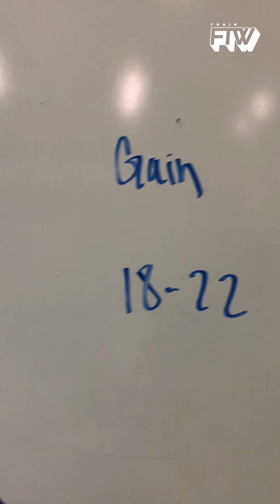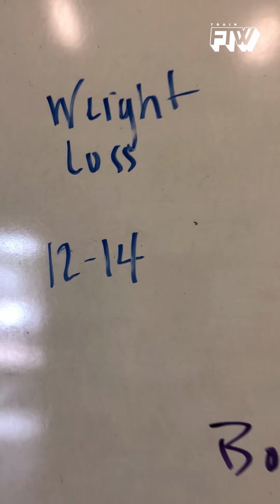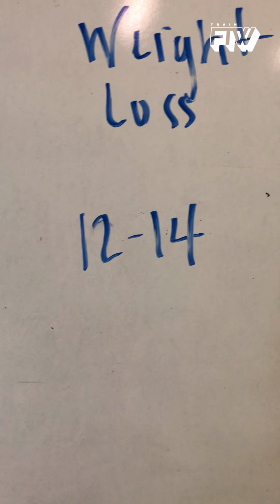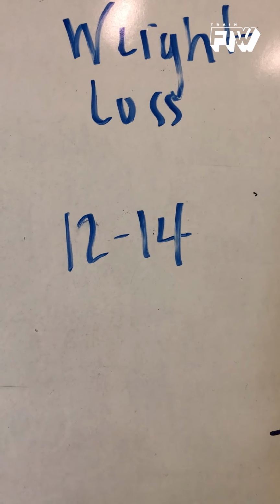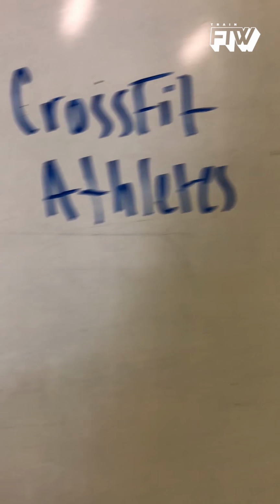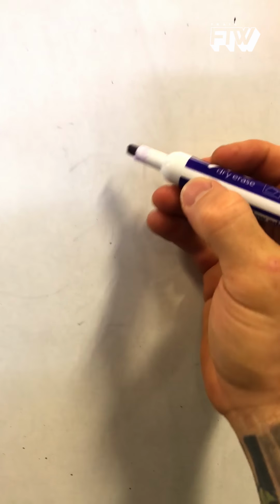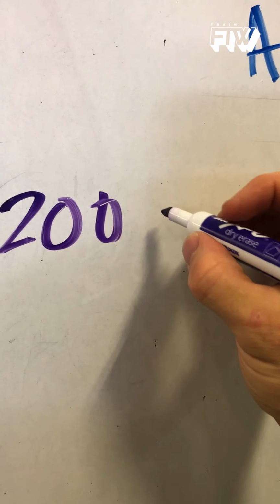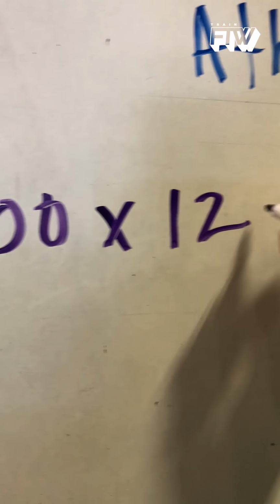All right, now what do you do with those numbers? All we're going to do is choose one of these numbers in this range, start there, and multiply that times my body weight. So I'm going to use 12, and I'm going to use myself as an example. I'm a CrossFit athlete, and I'm going to say that I weigh 200 pounds, which is pretty accurate, and I'm going to multiply it by 12.